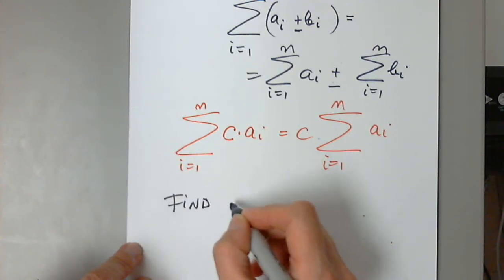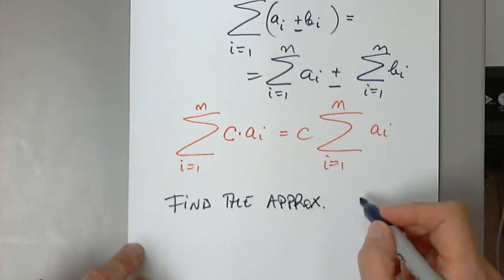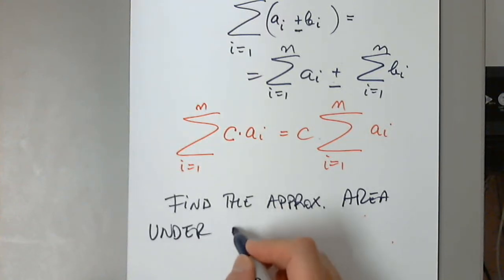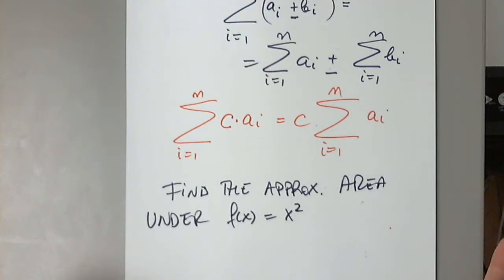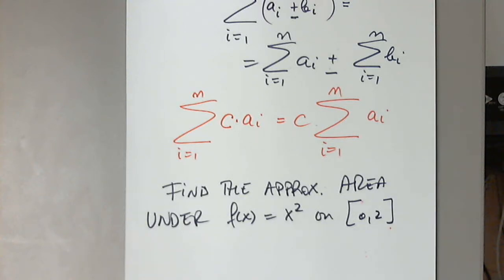Find the approximate area under f of x equals x squared, the graph of f of x equals x squared on 0, 2. And I'll explain later why. Who cares about this? And how we determine it is this.